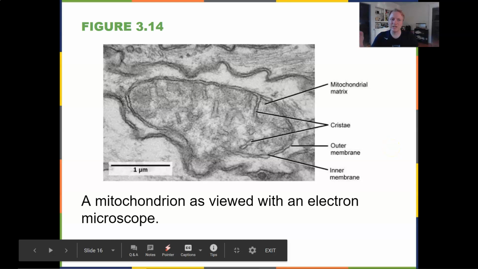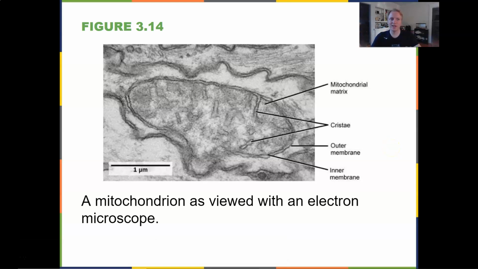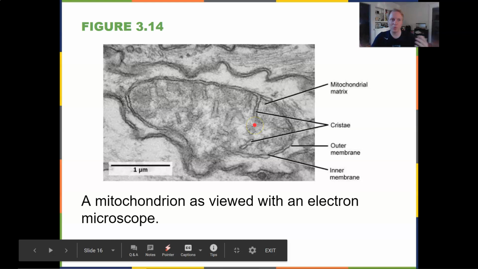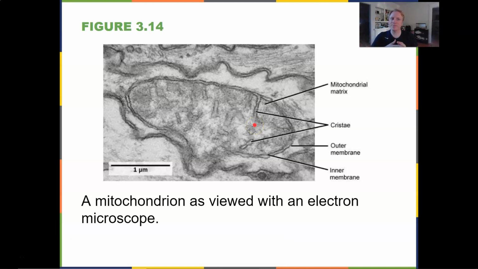Okay, so continuing on our discussion of organelles within what kind of cell? Not prokaryotic, but eukaryotic cells, right? Because if it doesn't have organelles, it's prokaryotic. If it does have organelles, it's eukaryotic.